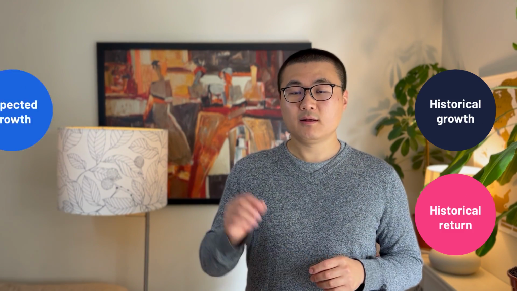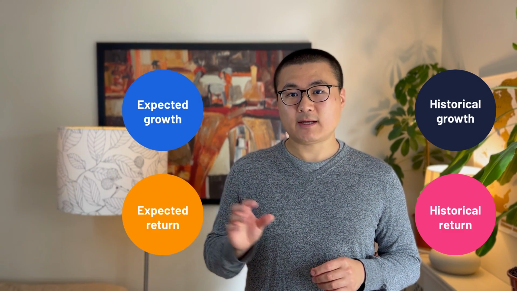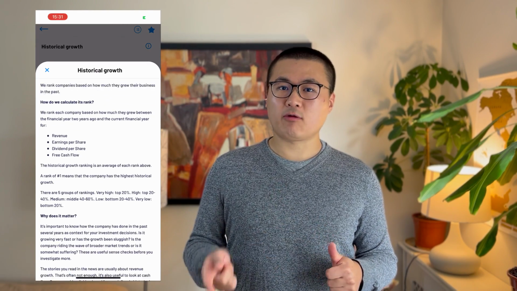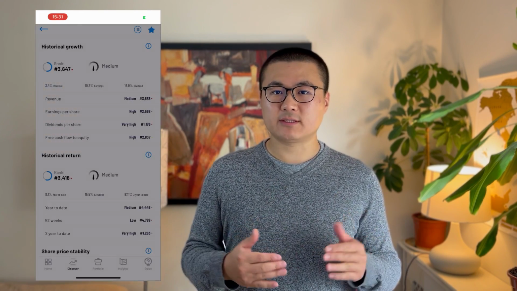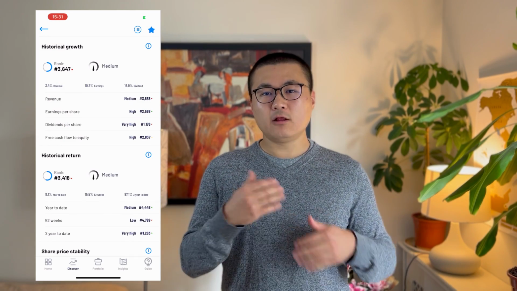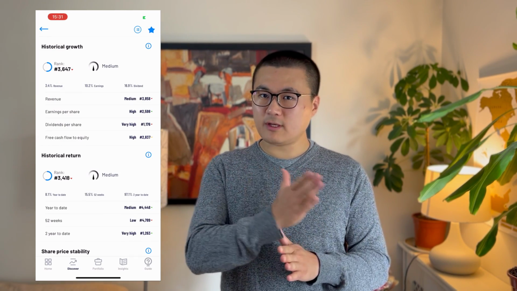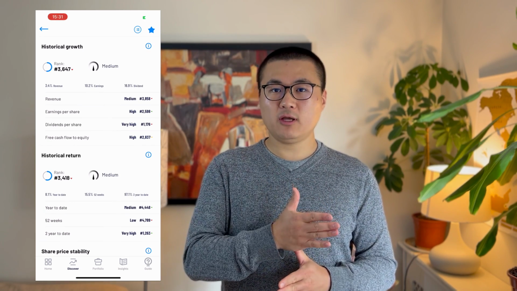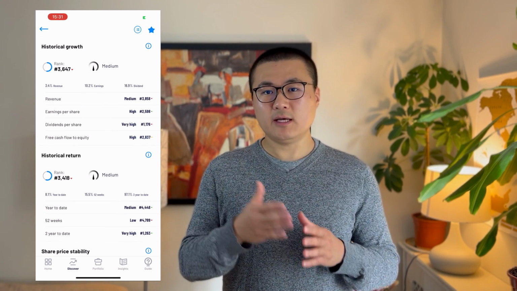we have 4 different factors for you to look into: Apple's historical growth, historical return, expected growth, and expected return. First, historical growth is just how much Apple has been growing in the past on different metrics, from revenue to earnings to dividends to free cash flow generation. The logic behind looking at these historical data points is to help you understand how well a company has been doing, because operating momentum is quite important.